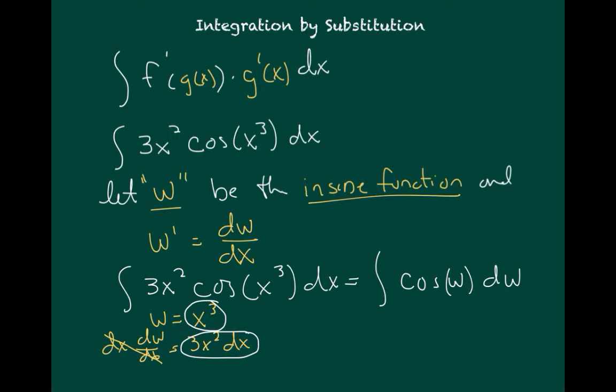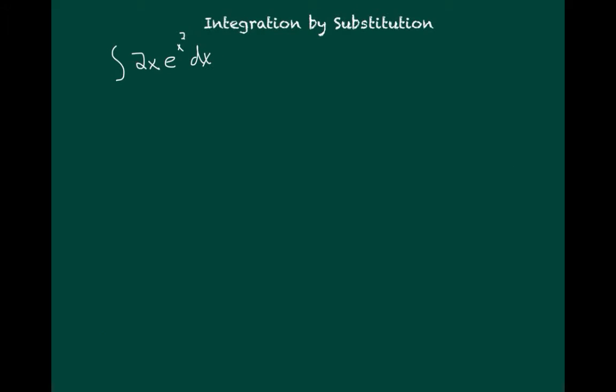x cubed. So now looking at this should be a function that you know how to integrate. We know that the integral, or the antiderivative of cosine, is just sine of w plus c. Now when we're finished integrating, as we just are, we substitute back. So your final answer would be sine of, instead of w, we write x cubed plus c, and that's your final answer. Okay, let's try another couple of examples until you get the hang of this.